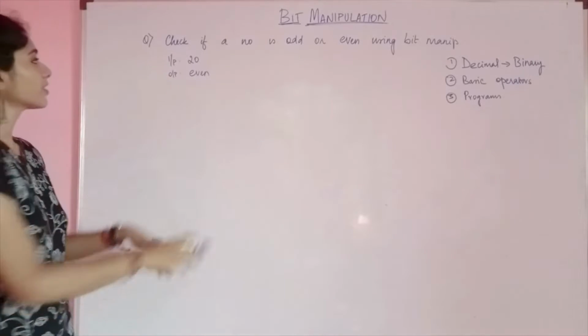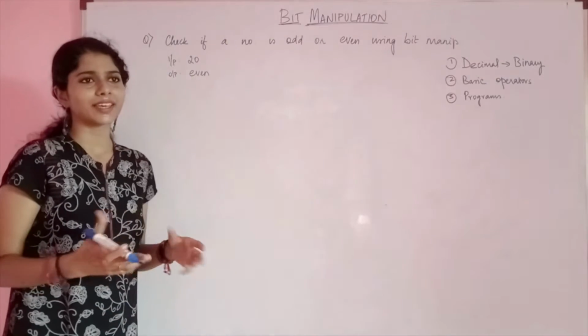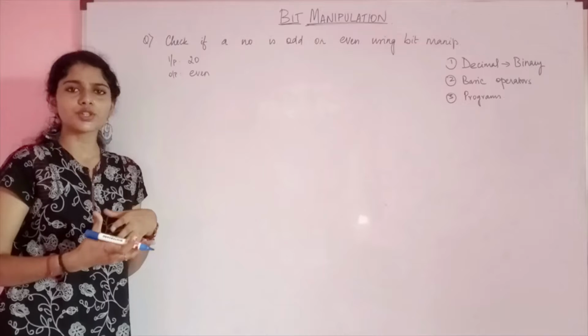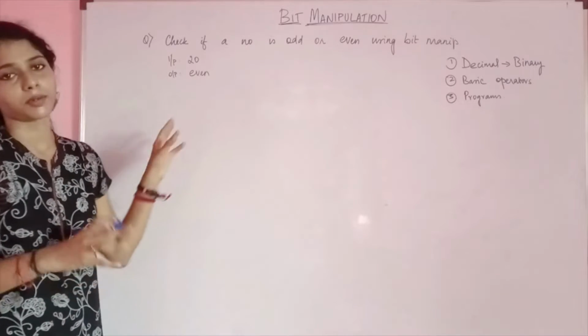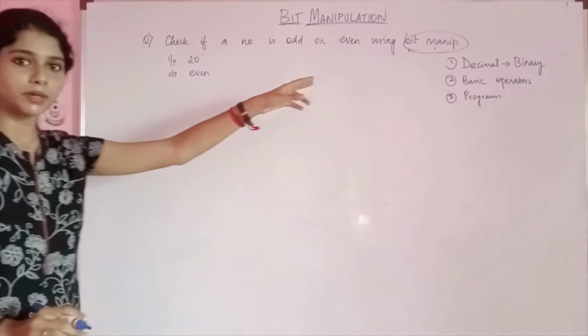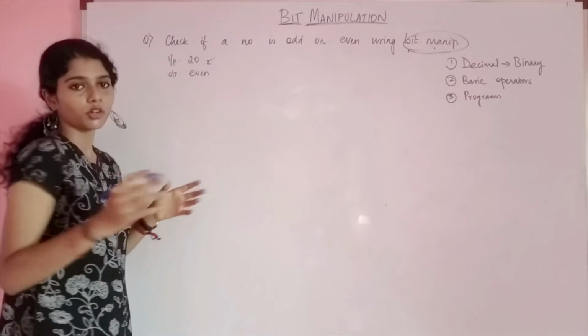Consider this program: check if a number is odd or even using bit manipulation. You'll be like, yeah, of course, I know it. Odd or even: if n mod 2 is equal to 0, then it's an even number. If not, it's an odd number. Fine. But the point here is bit manipulation. Using bit manipulation, how am I supposed to find out if 20 is an even number or not?